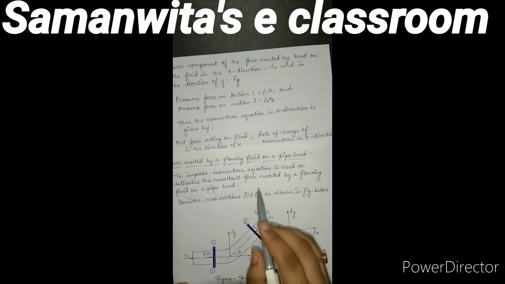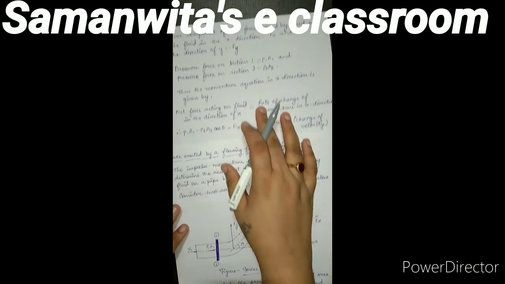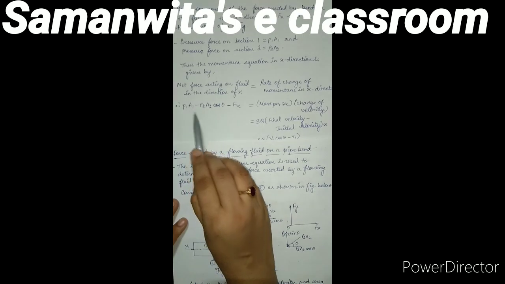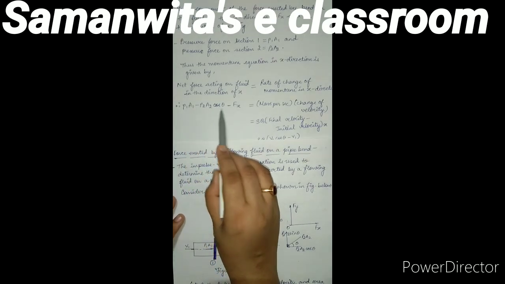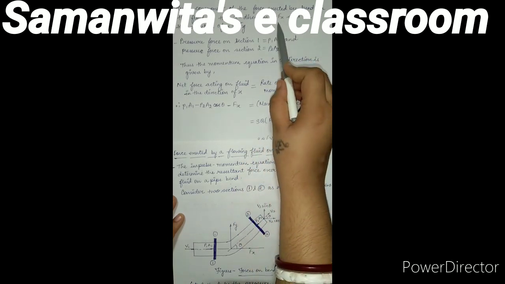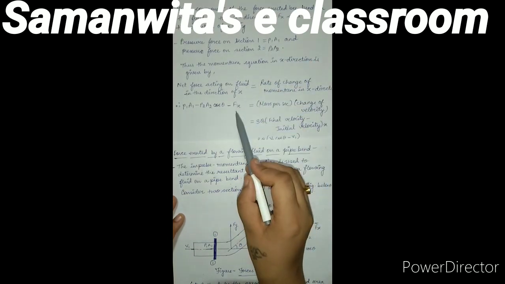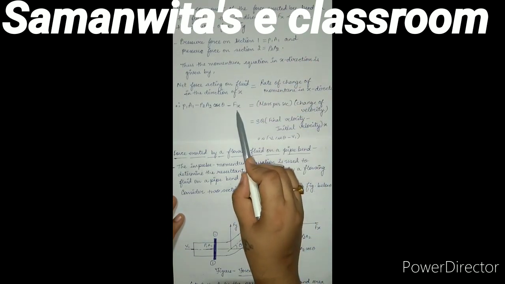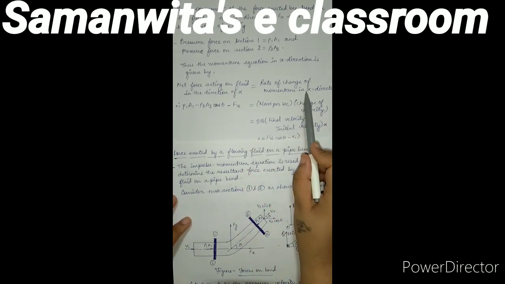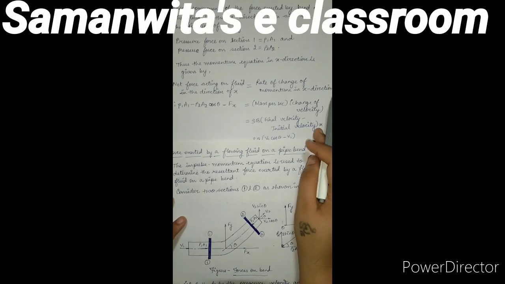So the two forces which are marked over here, you can see the force over here: P1A1 minus P2A2 cos theta. Also there will be a force component which we have just discussed, that is the force exerted by the bend on the fluid. So that is going to be minus Fx is equal to, on the right hand side, the rate of change of momentum in the x direction.